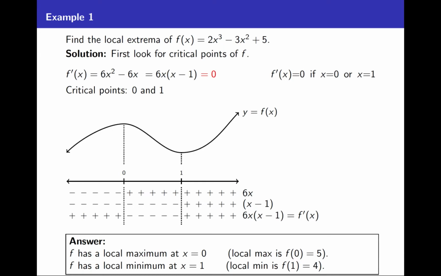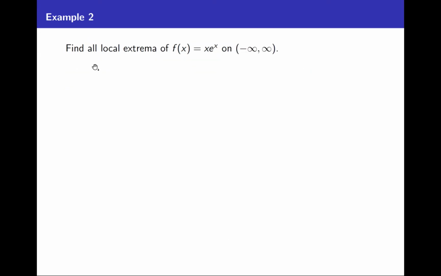Let's do another example. In this example, we want to find all the local extrema of the function f of x equals x times e to the x on the interval from negative infinity to infinity. That's the entire real line. Now let's carry out our procedure. The first step was to find the critical points. And the second step would be to apply the first derivative test.